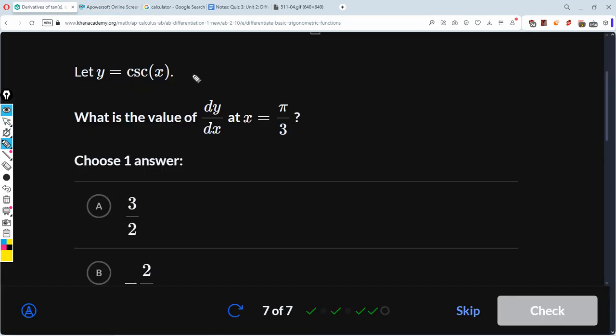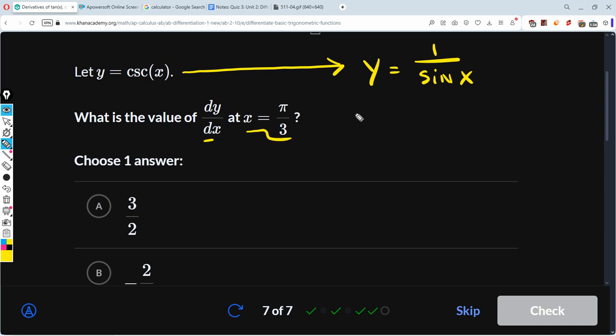All right, one more. Here we have the cosecant of x. We said in the notes that cosecant, that's equivalent to 1 over sine. All right, so we're going to find the derivative at x equals pi over 3.